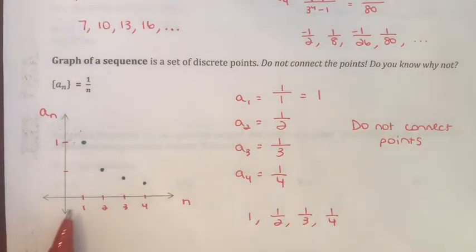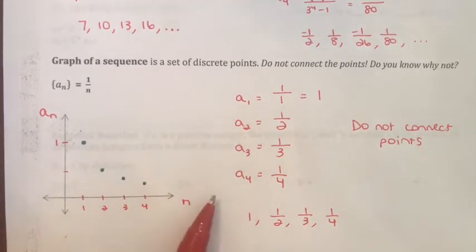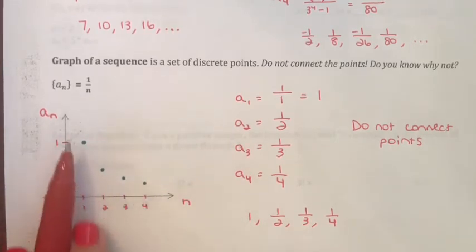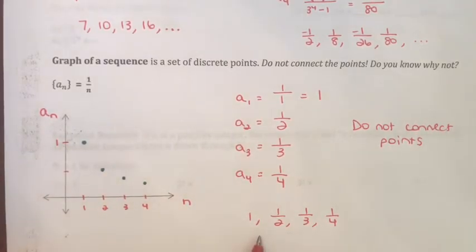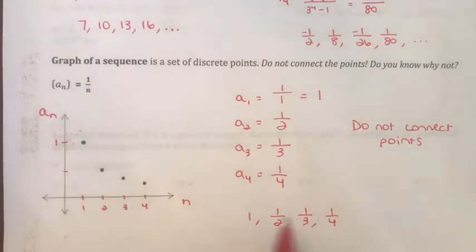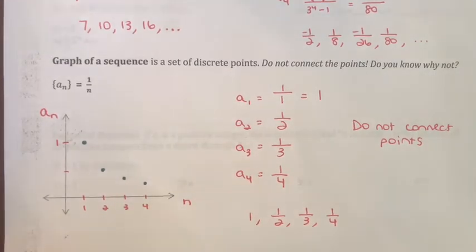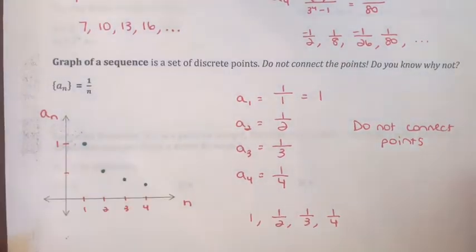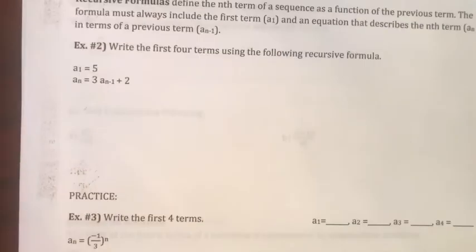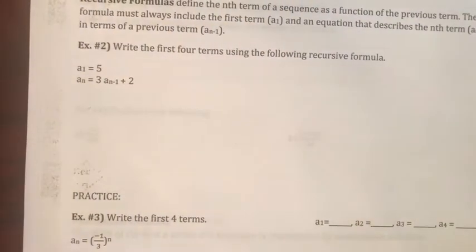Because again, the only numbers that we plugged into this sequence were the whole numbers. So I don't want to have a line going through because that doesn't mean anything. So I only have my first term, my second term, my third term, my fourth term. Now I could keep going with the points, but I can't connect them with the line. Okay. All right. So there are a couple different, actually, I should go back for a sec.